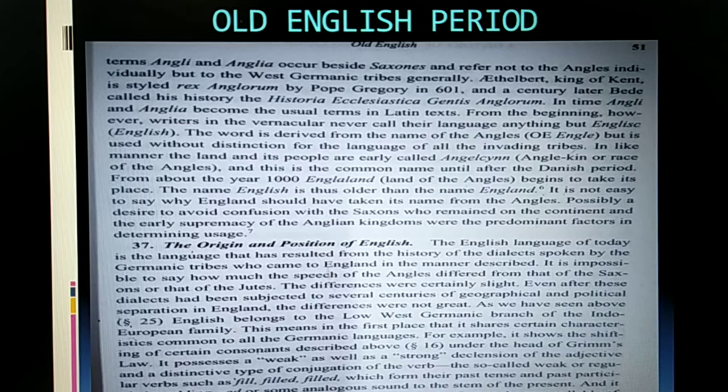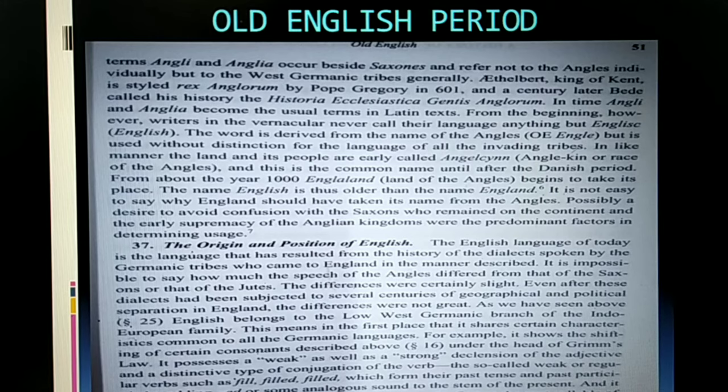Ethelbert, king of Kent, is styled Rex Anglorum by Pope Gregory in 601, and a century later Bede called his history the Historia Ecclesiastica Gentis Anglorum. In time, Angli and Anglia become the usual terms in Latin texts. From the beginning, however, writers in the vernacular never called their language anything but English. The word is derived from the name of the Angles, Old English Engle, but is used without distinction for the language of all the invading tribes. In like manner, the land and its people are called Angelcynn, or race of the Angles. And this is the common name until after the Danish period.